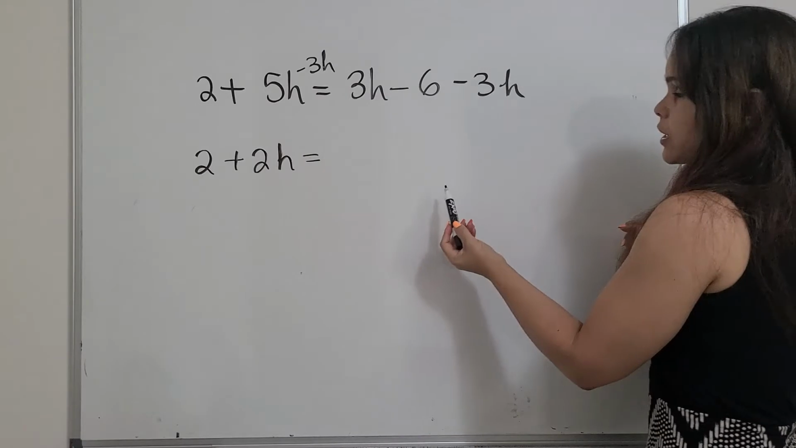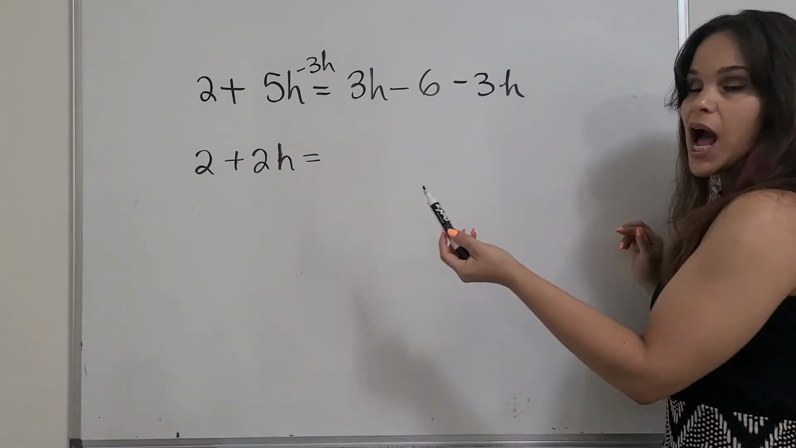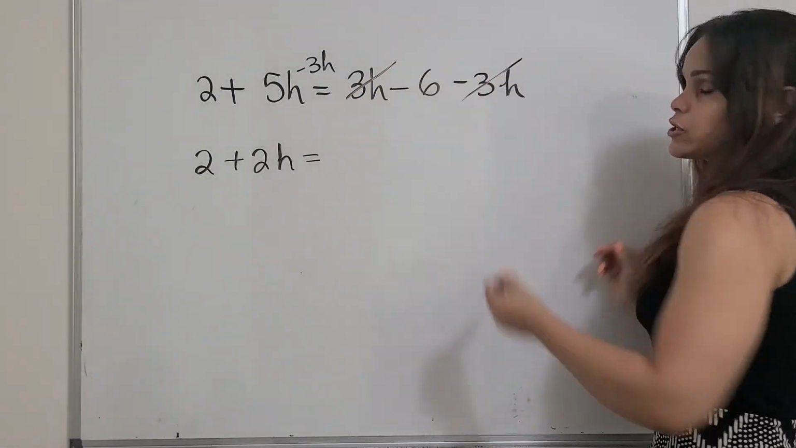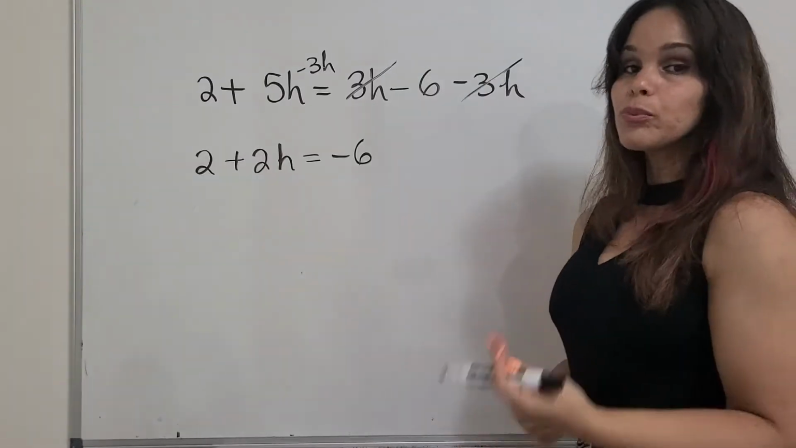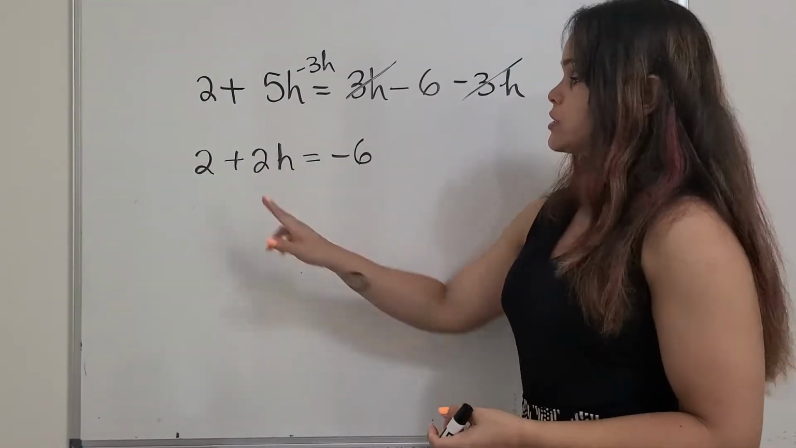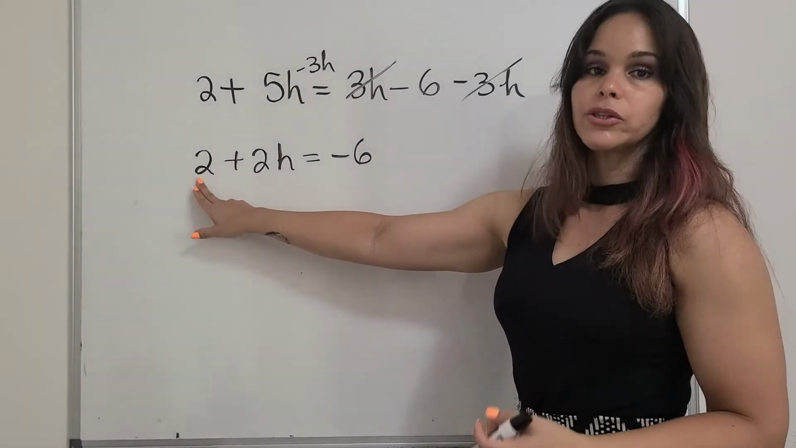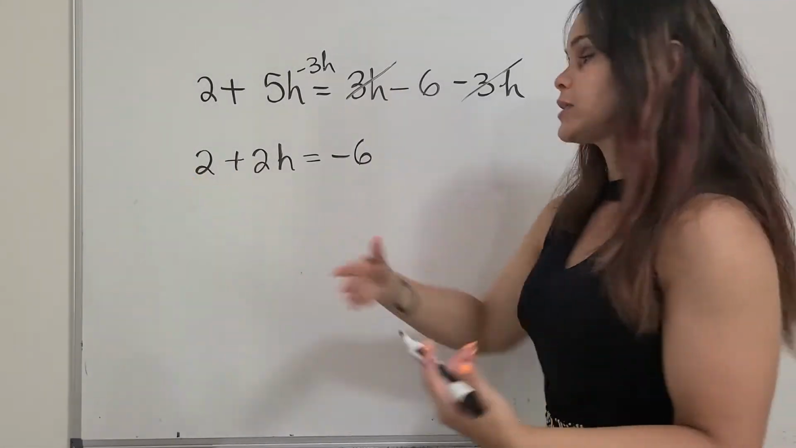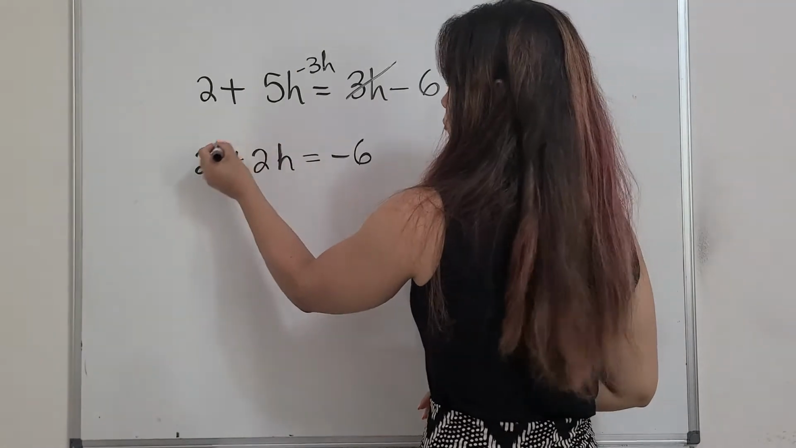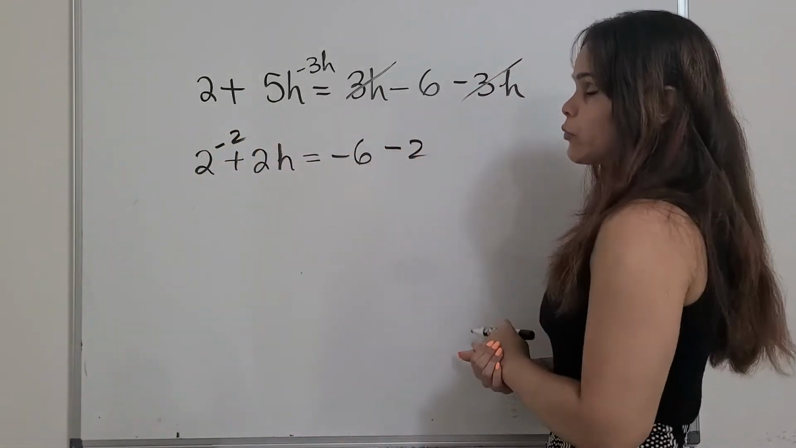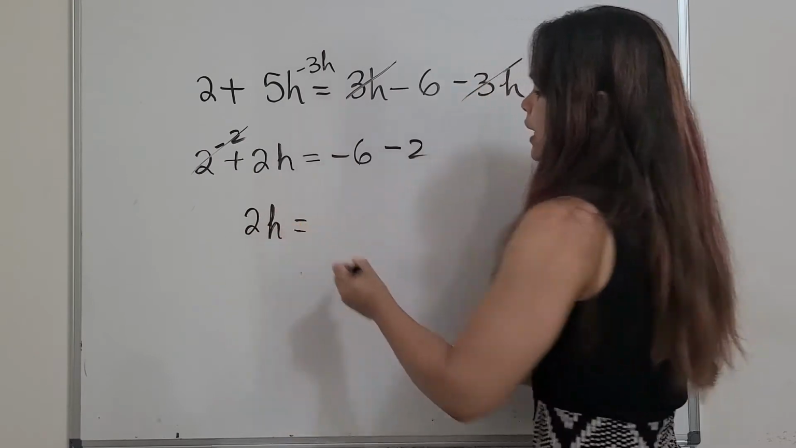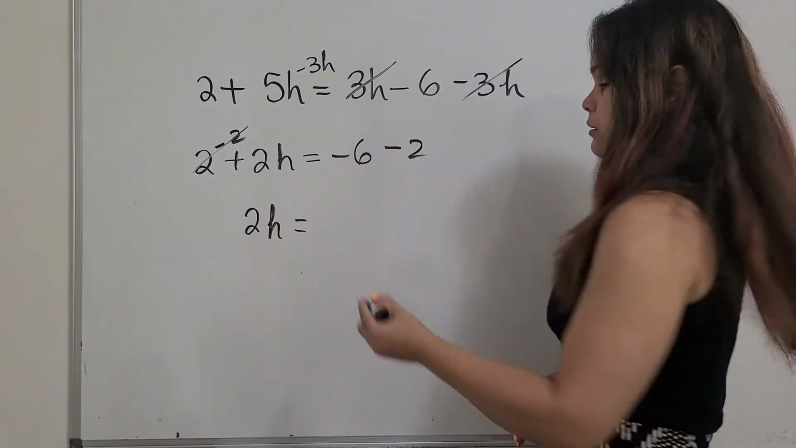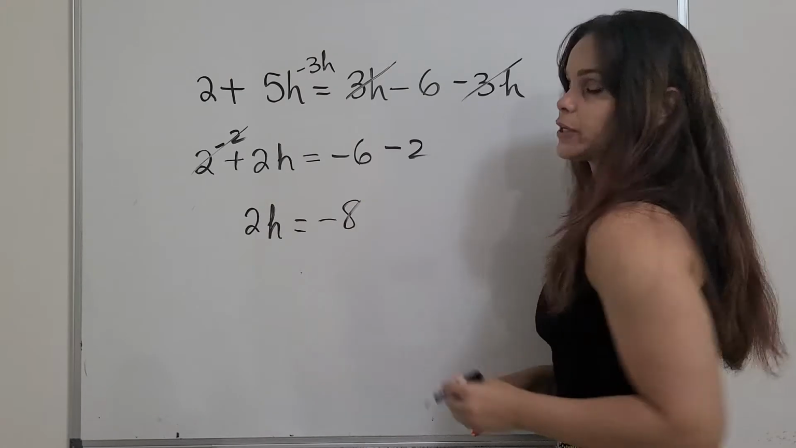And on the right side, we observe that this is going to cancel out. 3h minus 3h is 0. So I'm left with negative 6 and continue the process of solving for h. So we have a plus 2 here. The opposite of adding 2 is subtracting 2, so I'm going to subtract 2 on both sides of the equation. This is going to cancel out. I have 2h, and on the right side, I have negative 6 minus 2, which is going to be negative 8.